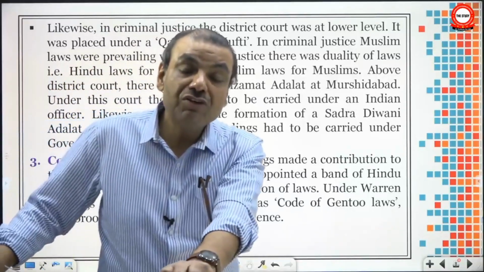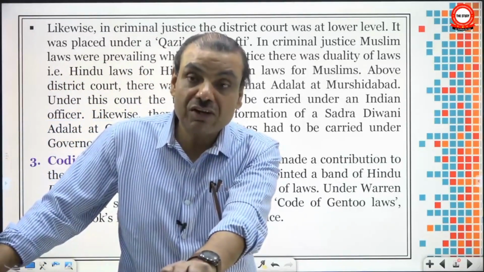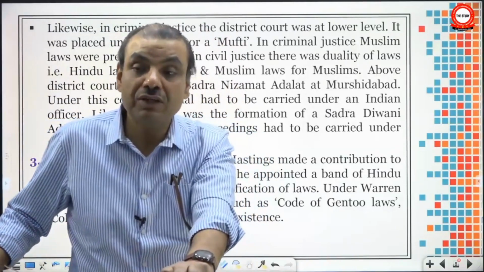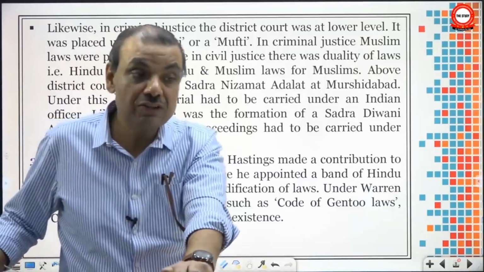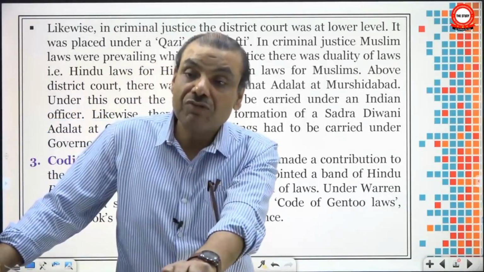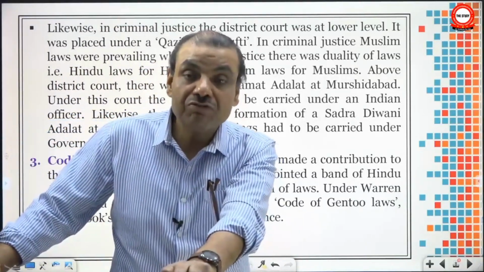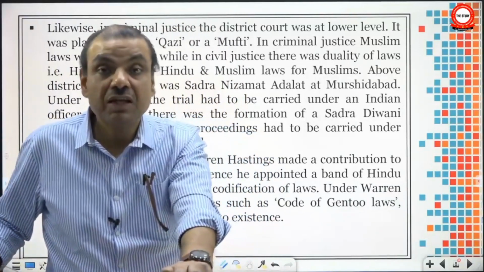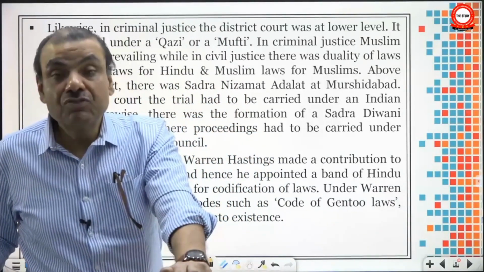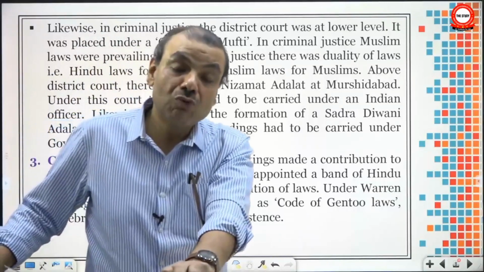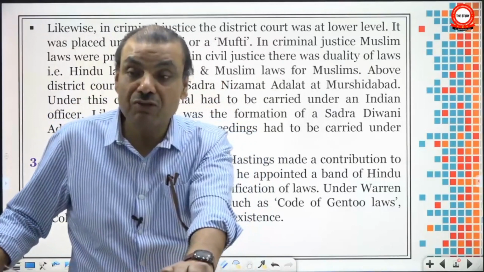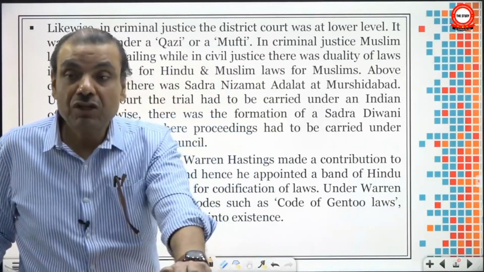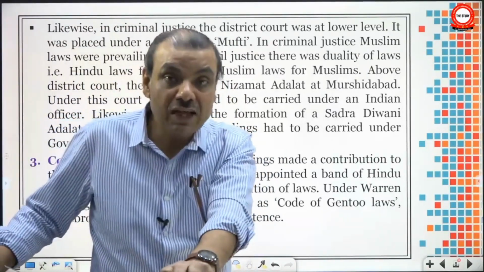So that's why in criminal justice at district level, it was Qazi and Mufti who were the experts of the Muslim laws. So they were appointed and they had to carry the trial of the criminal justice. Just above this district court, there was Sadar Nijamat Adalat, as you have observed the Sadar Diwani Adalat. So there was a Sadar Nijamat Adalat as well.